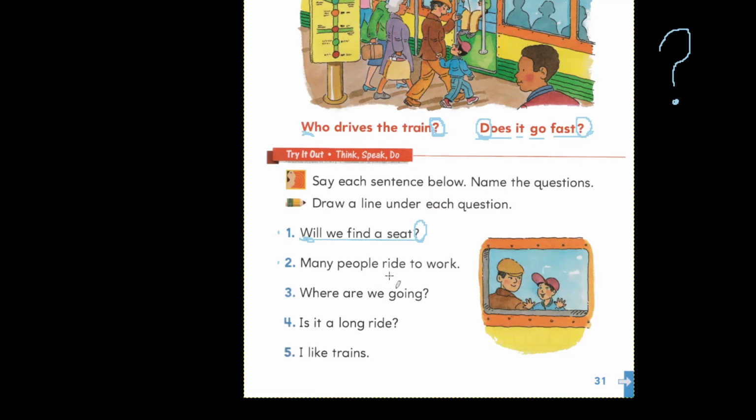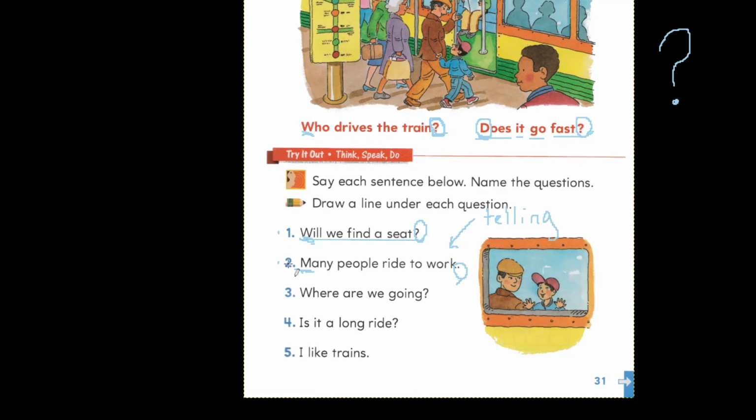Many people ride to work. Well, look, we have our uppercase M, but we don't have our question mark. We have a period. So that's not a question sentence. This is a telling sentence.